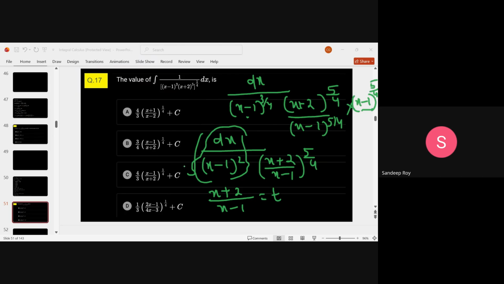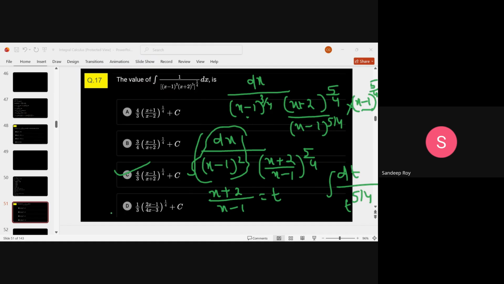So after substitution, you will be left with integration of some constant outside, dt upon t to the power 5 by 4, because this is t to the power 5 by 4. The constant will be there outside, that I need to check for the substitution method, and you have to integrate this one. So now it's easy, right? You integrate, then you back substitute the value of t here, and you'll get the answer. So which option is correct? Option C, I guess, right? Option C is correct. Okay.